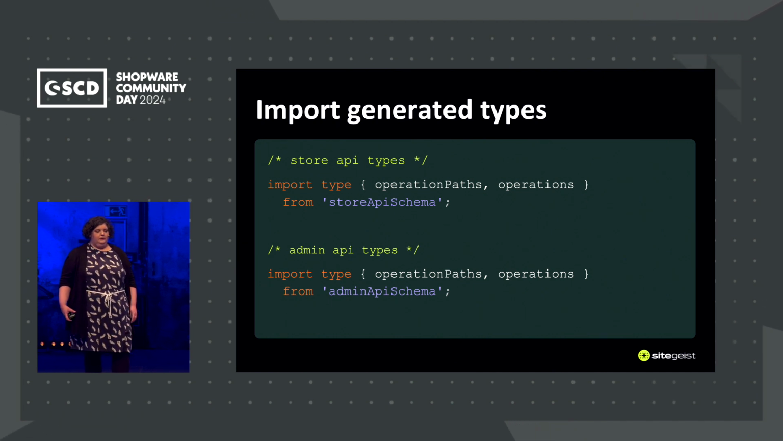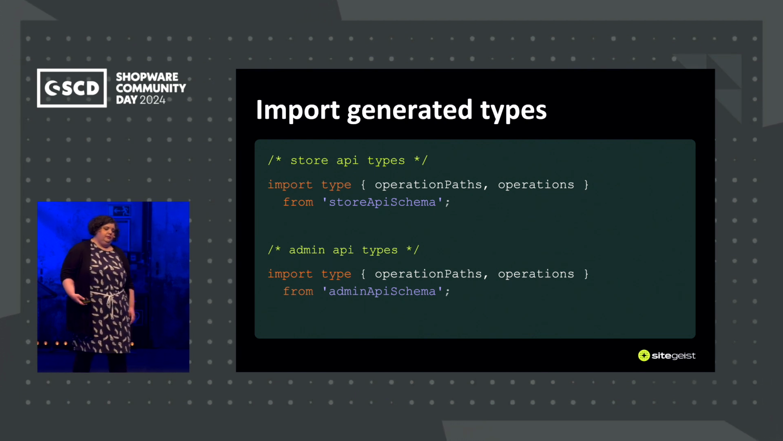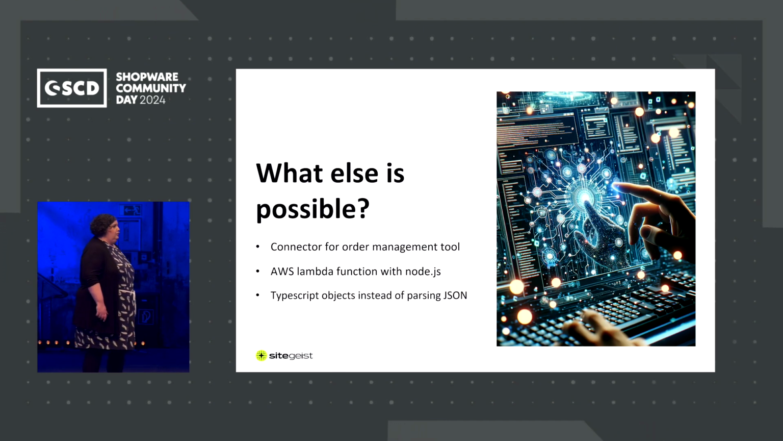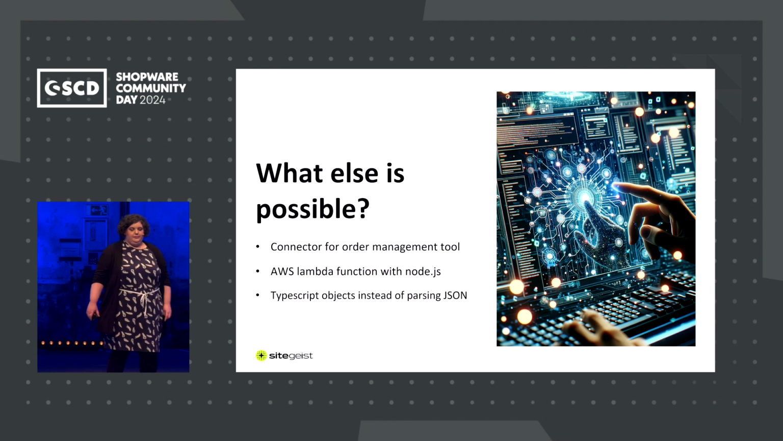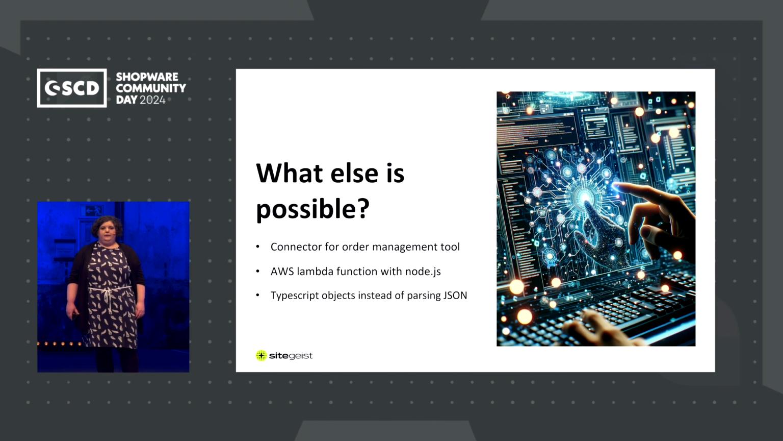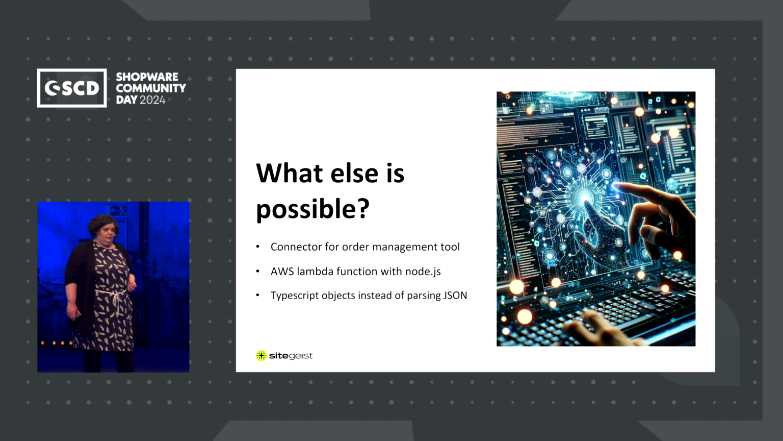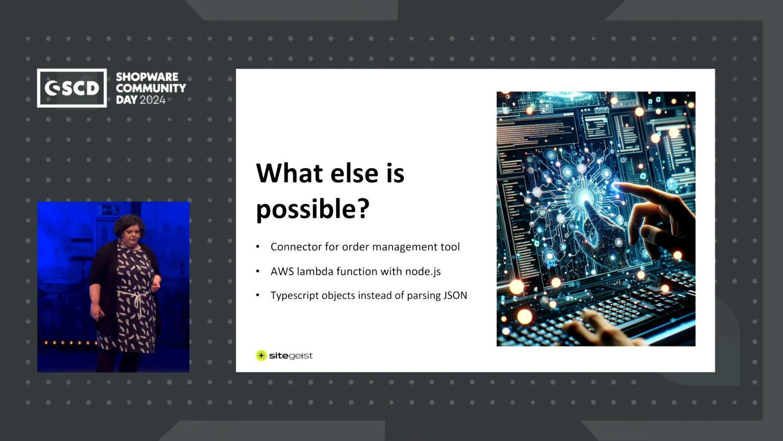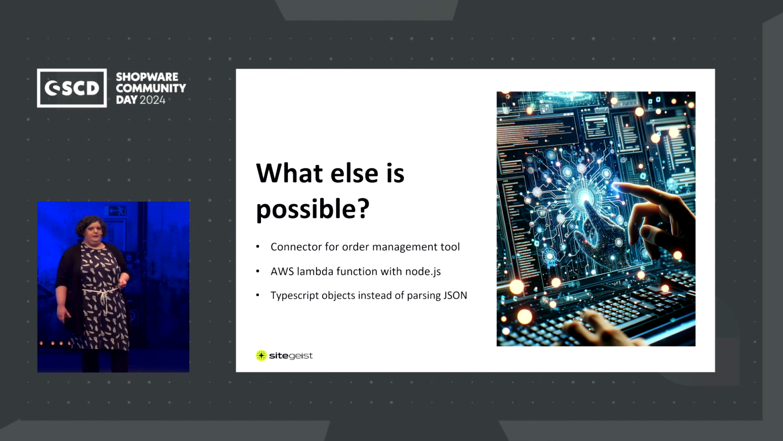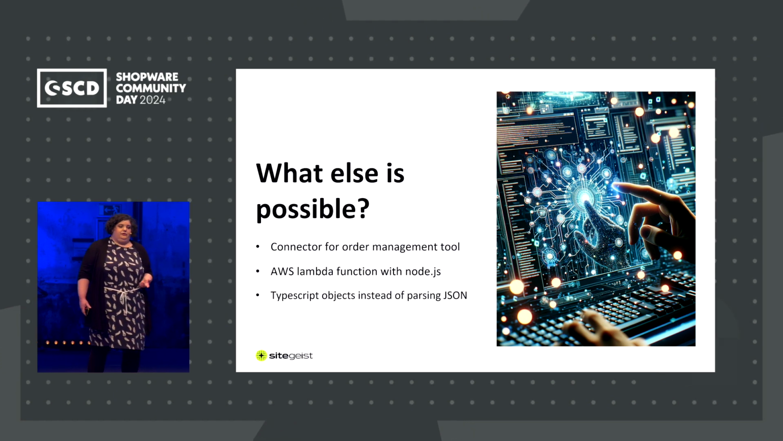Okay, so that saved us a lot of time to use this automatic generation. So what else is possible with the new API client? As I said, the old API client only had the store API available, and the new also has the admin API available. And we had a project where the customer wanted to connect the shop with the order management tool, and they chose to use an AWS Lambda function with Node.js.